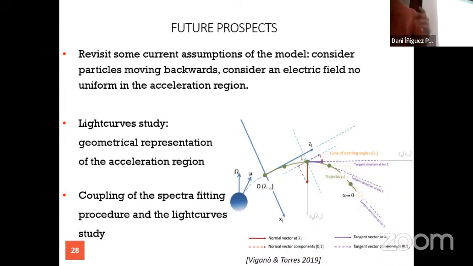Then another study is done in parallel to this spectral fitting study. That is the study of the light curves of the gamma ray pulsars. In 2019, the first paper on this topic was published, in which a geometrical representation of the acceleration region was established. Because in our spectral fitting, we cannot say a lot about the geometry of the region, and by this study, we could obtain more knowledge about the geometry of the region.